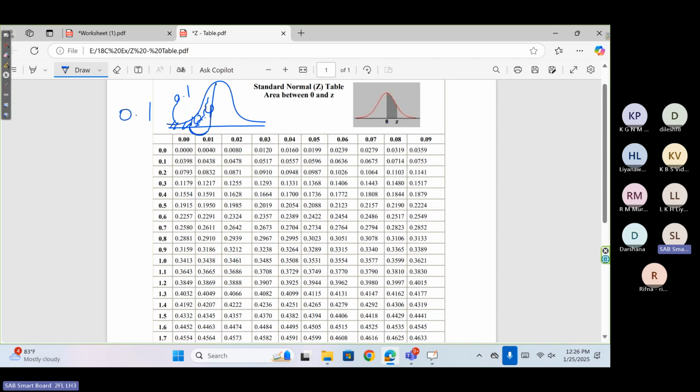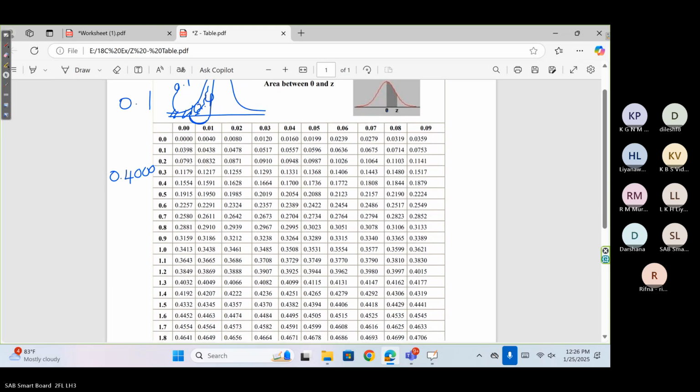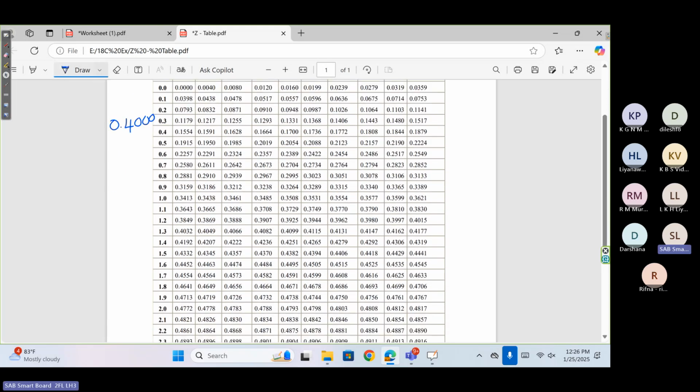Then we need to find out where 0.4000 is. It's clear. Then we search for it. Then we look at 0.4000. There is no exact value, but here 0.3997 and 0.4015 are the two values. In between these the value lies.